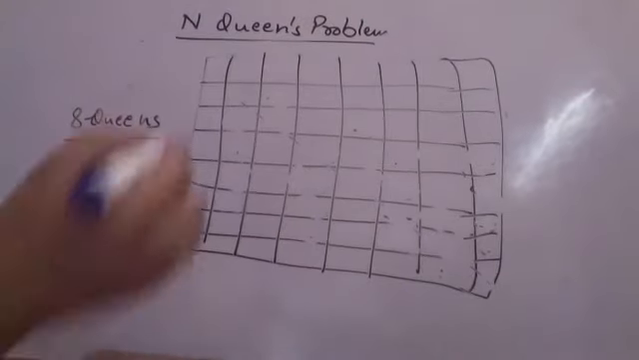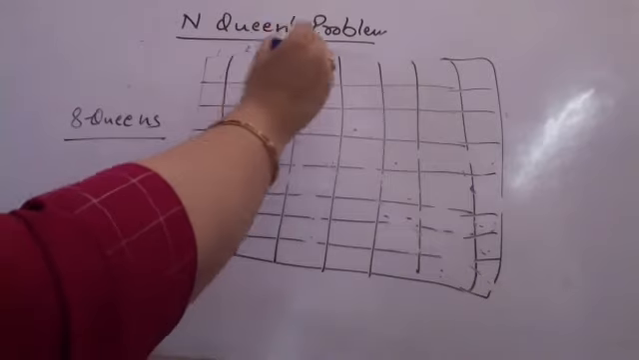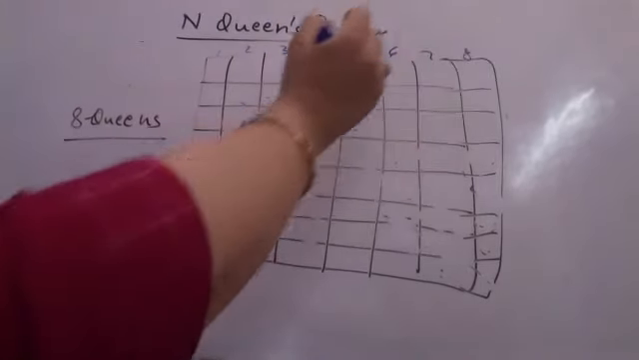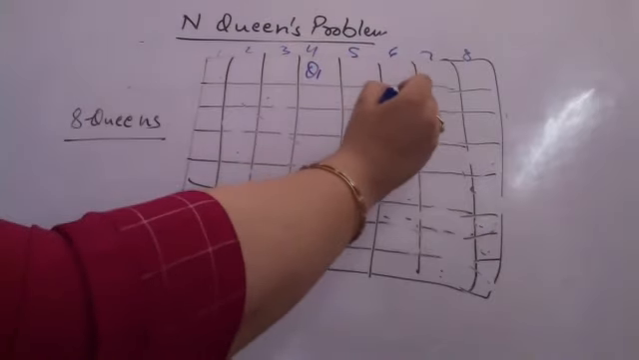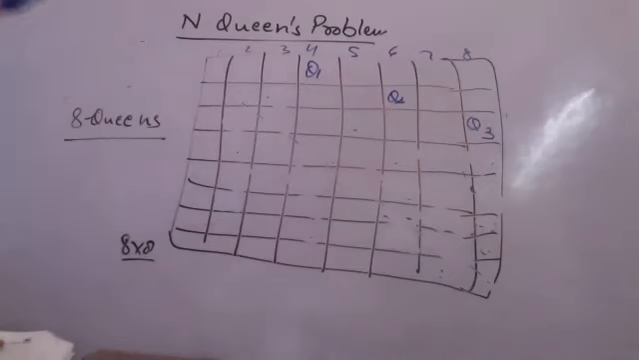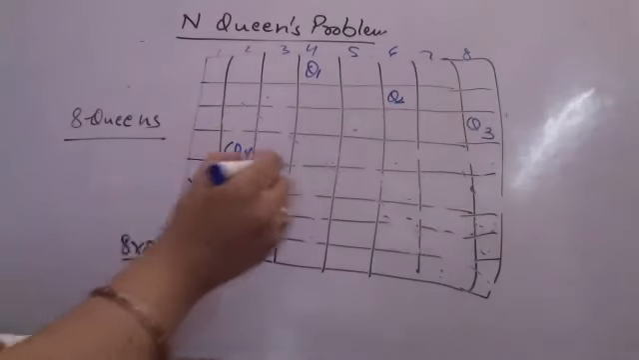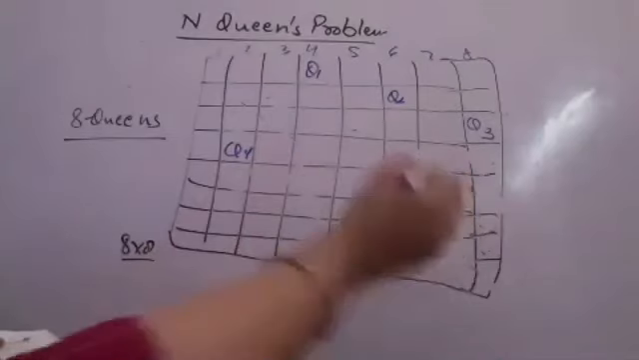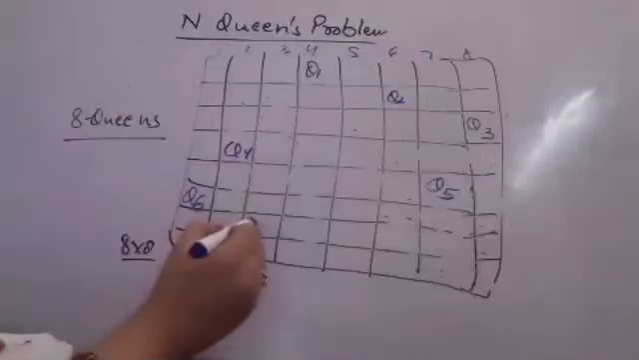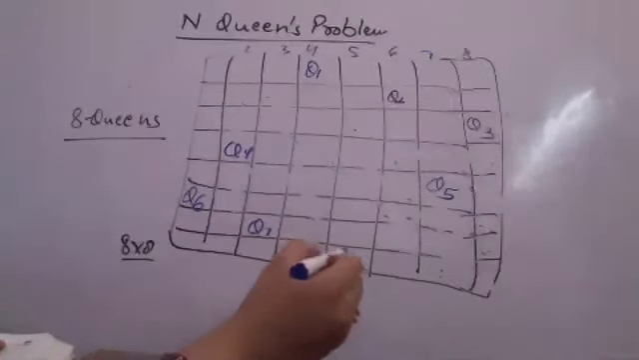One possible solution is this. You can find more possible solutions. In column 4 I am putting queen 1. Column 6 I am putting queen 2. Column 8 I am putting queen 3. Column 2 is queen 4. Column 7 is queen 5. Column 1 is queen 6. 3 is queen 7. And column 5 is queen 8.